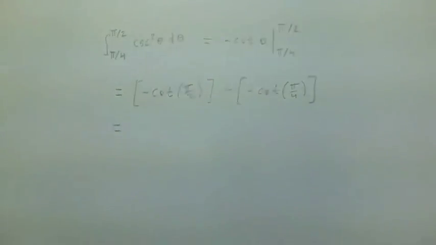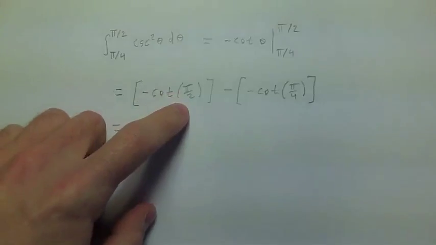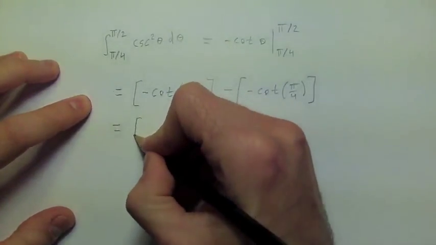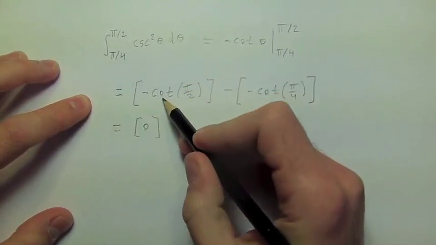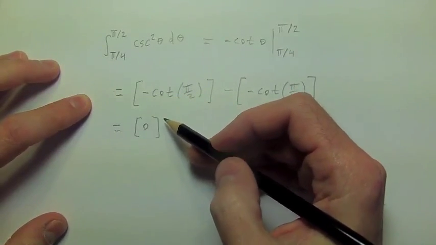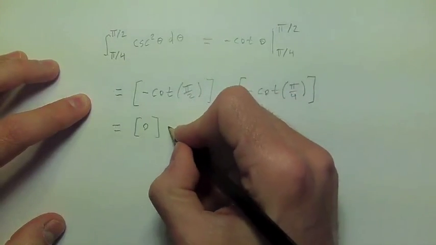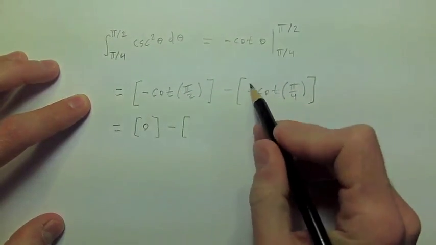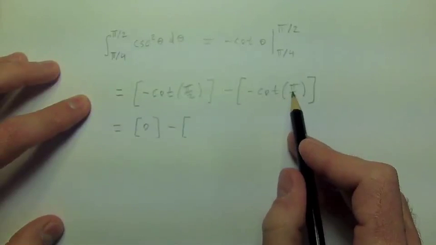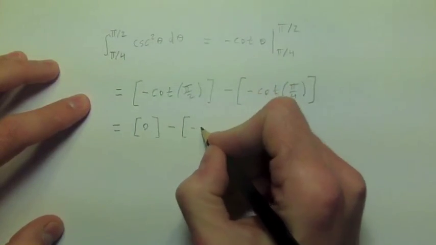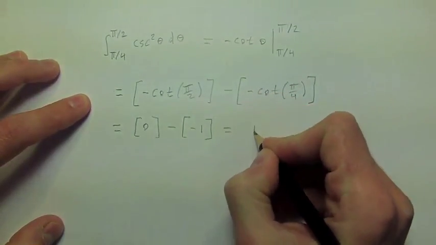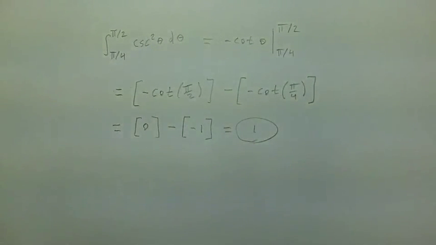Right? The negative cotangent of pi over 2 is 0. How do I know that? Because cotangent is cosine over sine. Sine of pi over 2 is 1. Cosine of pi over 2 is 0. Minus, and well, cotangent of pi over 4 is 1. So this is negative 1. So the whole thing comes out to be 1. And once again, a trig integral that does not end up being all that difficult to do.